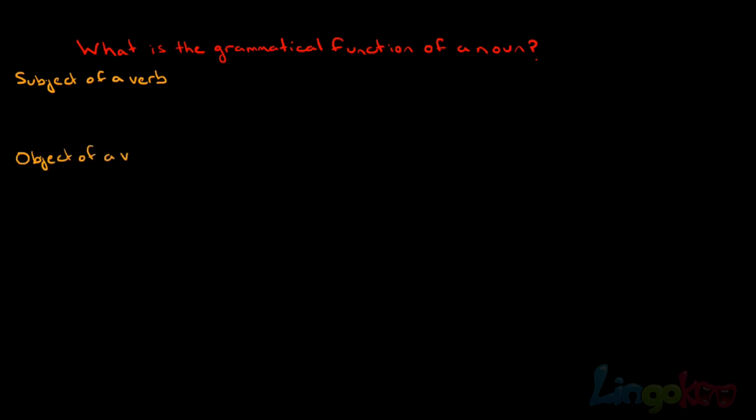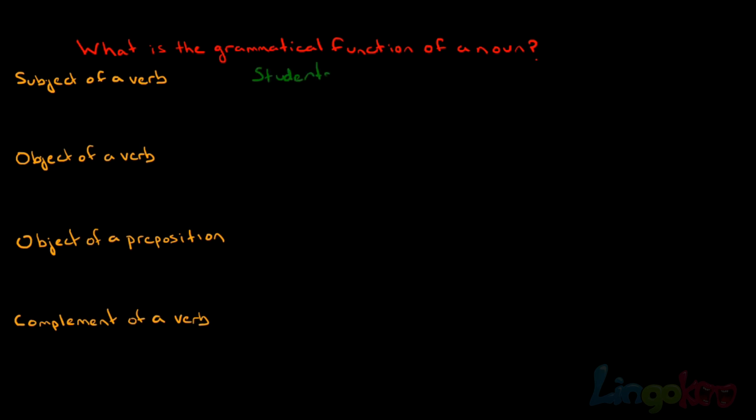What is the grammatical function of a noun? Well, a noun can be a subject of a verb, or it could be the object of a verb. It could also be the object of a preposition, or the complement of a verb. So let's take a look at some examples.